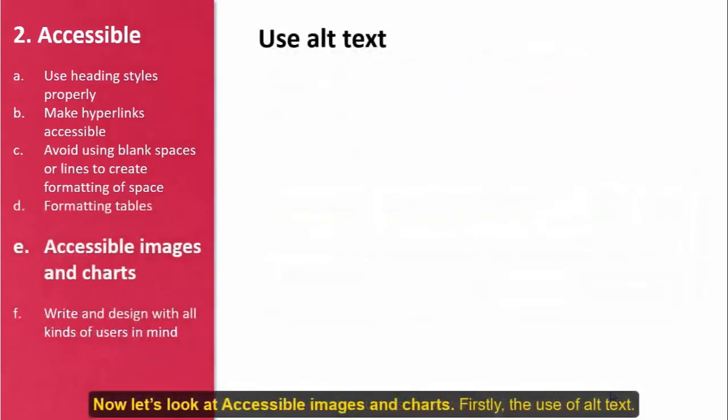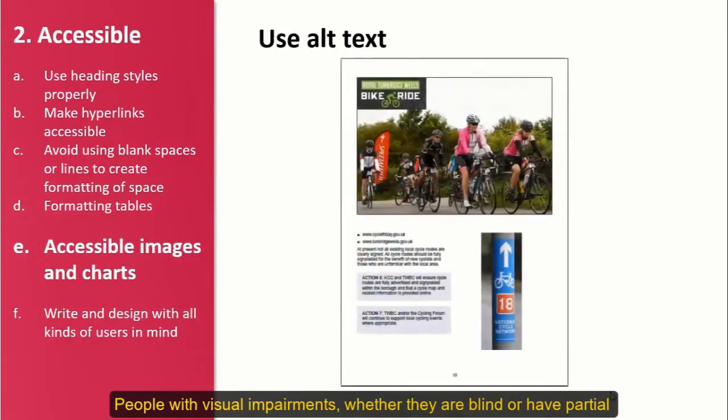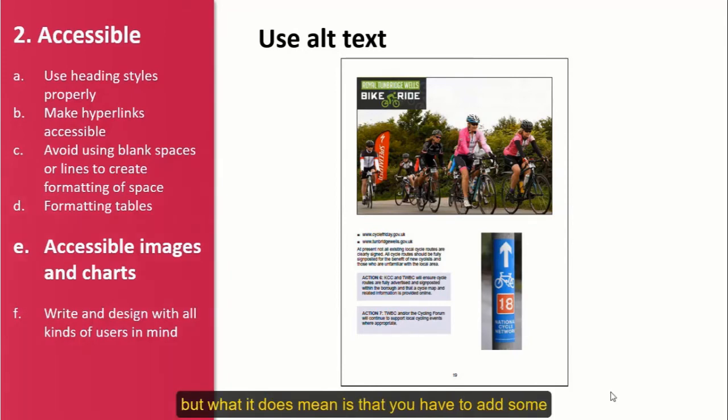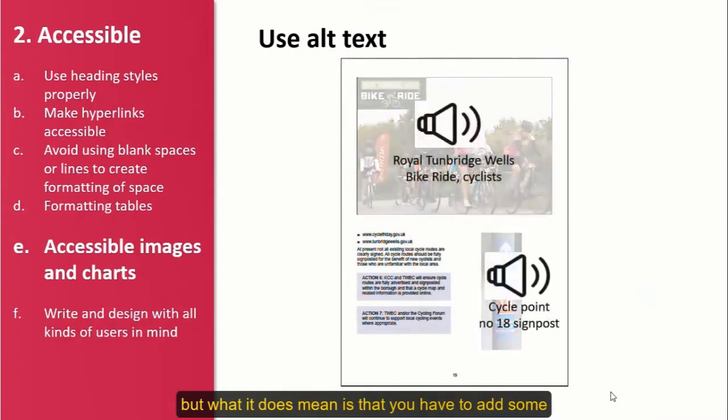Now let's look at accessible images and charts. Firstly, the use of alt text. People with visual impairments, whether they're blind or have partial sight, may lose out if you use a lot of images, charts, shapes, photographs or clip art in your documents. This doesn't mean you have to skip those features, but what it does mean is that you have to add some alternative text or captions to explain what the image is about.